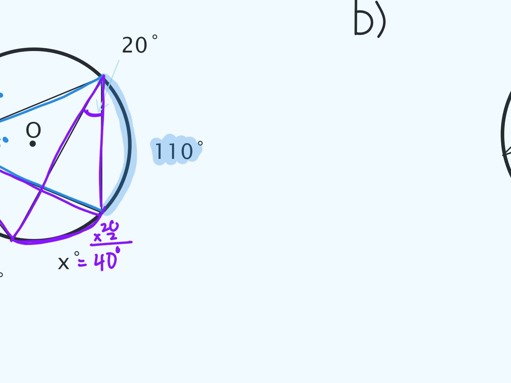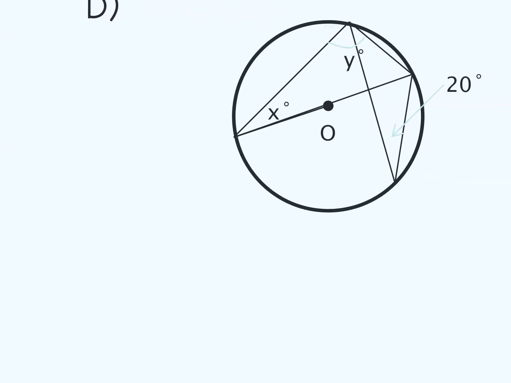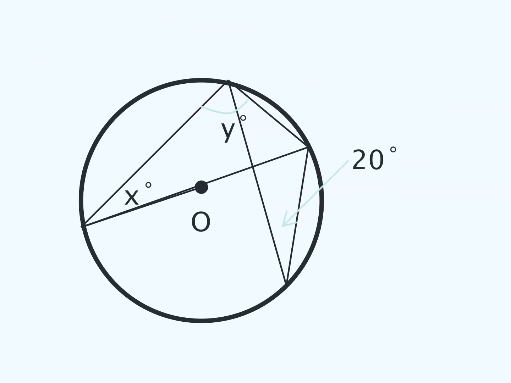Okay, looking at B. Looking at what they're giving me, the first thing I'm able to identify is that they're giving me this angle measure right here, which is 20. So drawing that angle, identifying my intercepted arc right here. What's the measure of this arc? 40, good, 20 times 2.